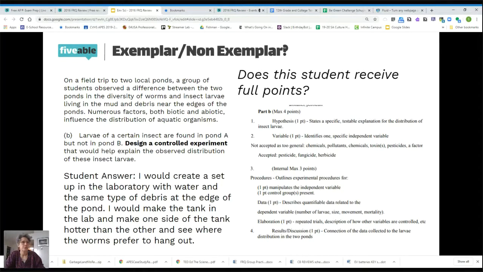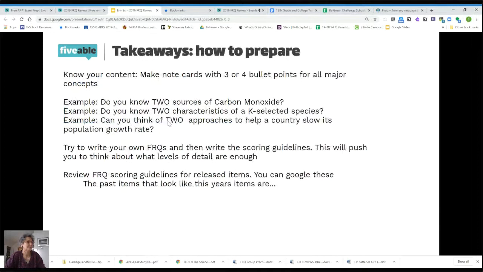So does this student receive full points? What do you guys think? Let's do it in the chat because we're running out of time and I don't want to take up your time. I would put your hypothesis towards the beginning because the person reading your experiment won't know what you're trying to test until you say it. Oh, it's your hypothesis here. You put it there in the chat. Yeah. All right.